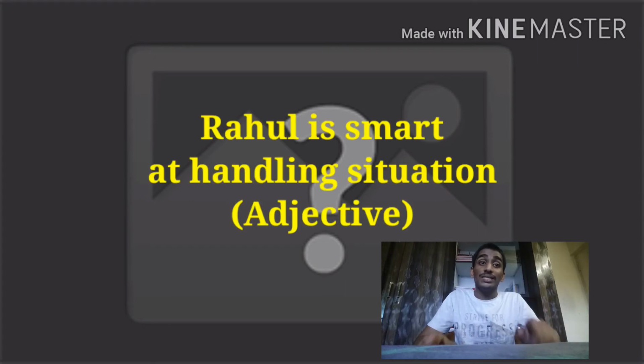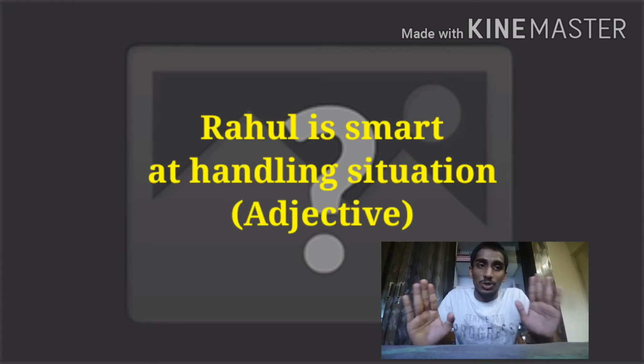Now what is this sentence? This is an adverb. I am not talking about adjective, I am talking about adverb. What is the rule of adverb? How, where, when, how much, and how often. So here the rule applied is how. So what will it be? Adverb. Whereas now when I'm telling you about adjective, it will be: Rahul is smart at handling situations.